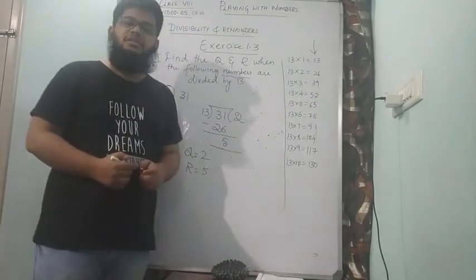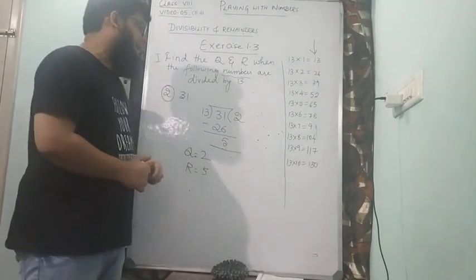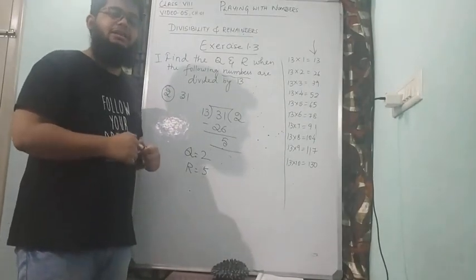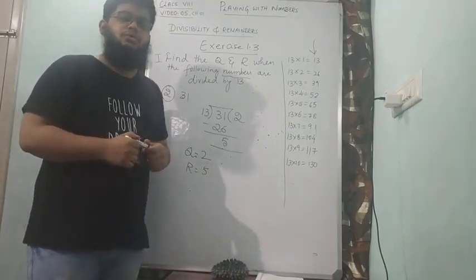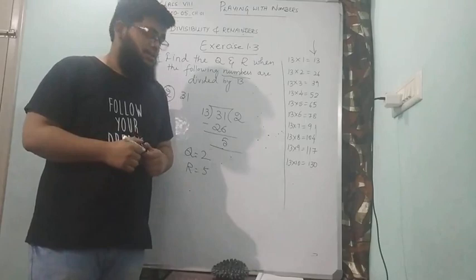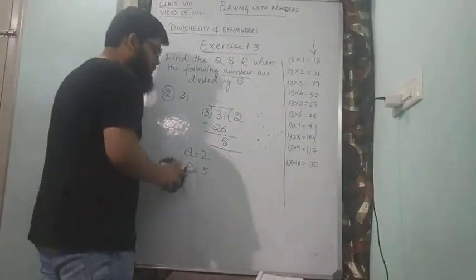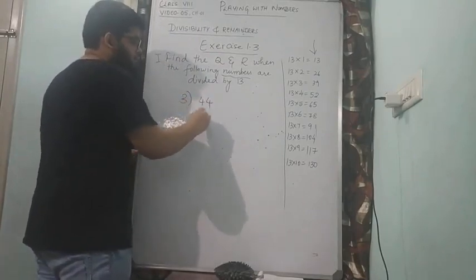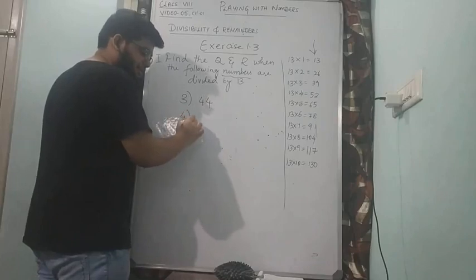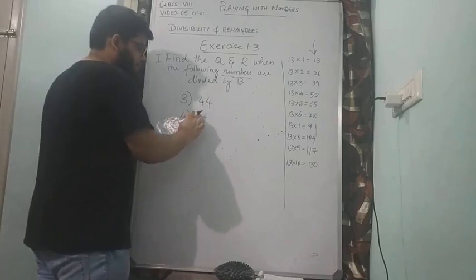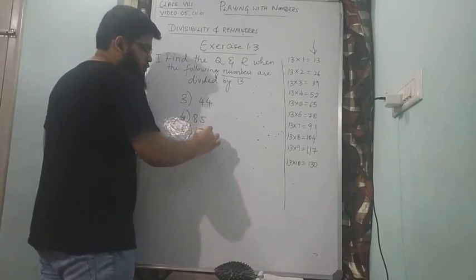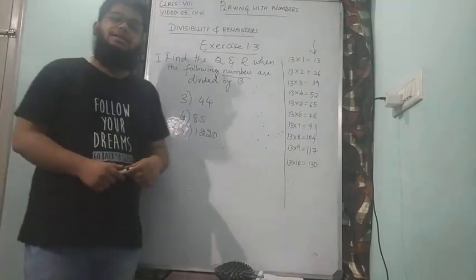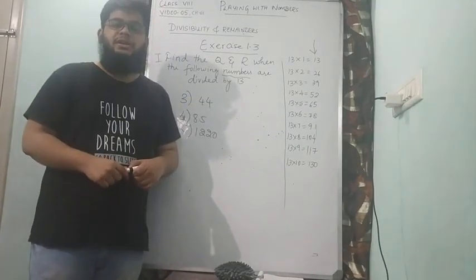You all have learned division earlier. This is just to refresh your memory. I will be giving a few questions to you, where you will have to divide the numbers by 13 and tell me in your homework what you get as the quotient and remainder. So you can note down these questions as homework. Question number 3 will be 44. Question number 4 will be 85 and question number 5 will be 1220. Try to divide these numbers by 13 and then tell me in homework what quotient and remainder you got.